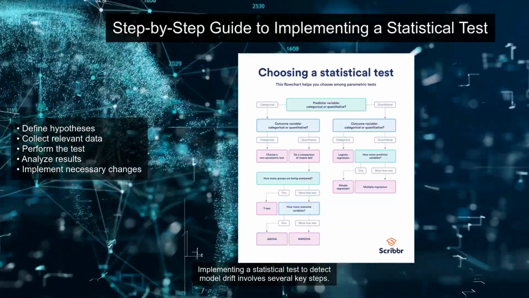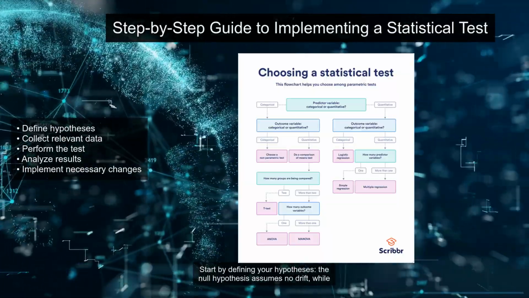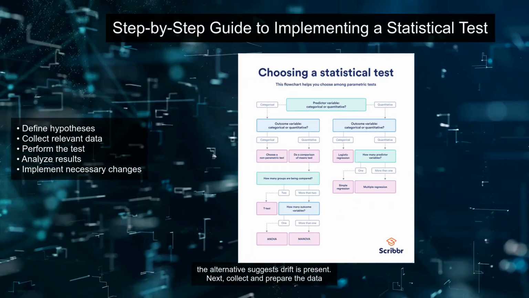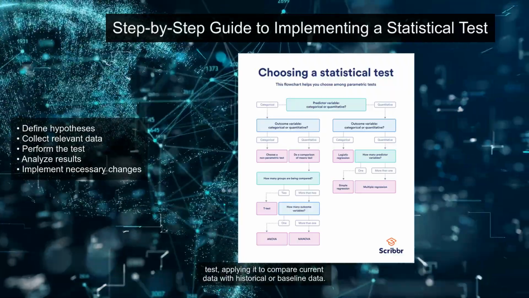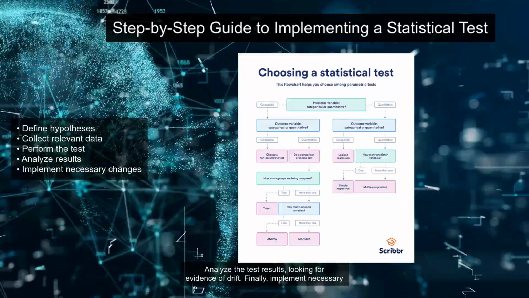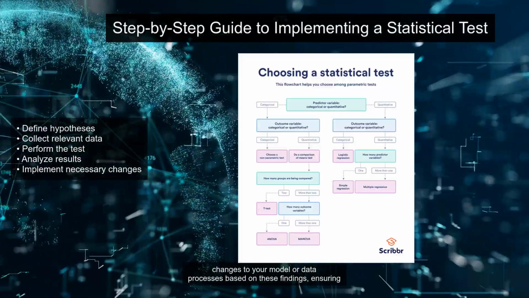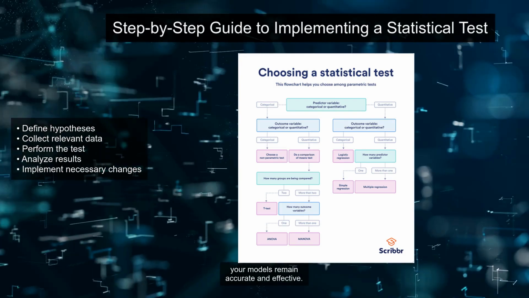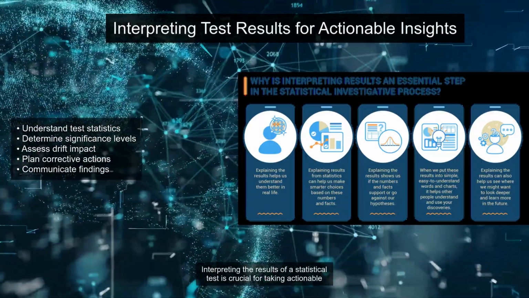Implementing a statistical test to detect model drift involves several key steps. Start by defining your hypotheses. The null hypothesis assumes no drift, while the alternative suggests drift is present. Next, collect and prepare the data you need, ensuring it is relevant and representative. Perform the chosen statistical test, applying it to compare current data with historical or baseline data. Analyze the test results, looking for evidence of drift. Finally, implement necessary changes to your model or data processes based on these findings, ensuring your models remain accurate and effective.